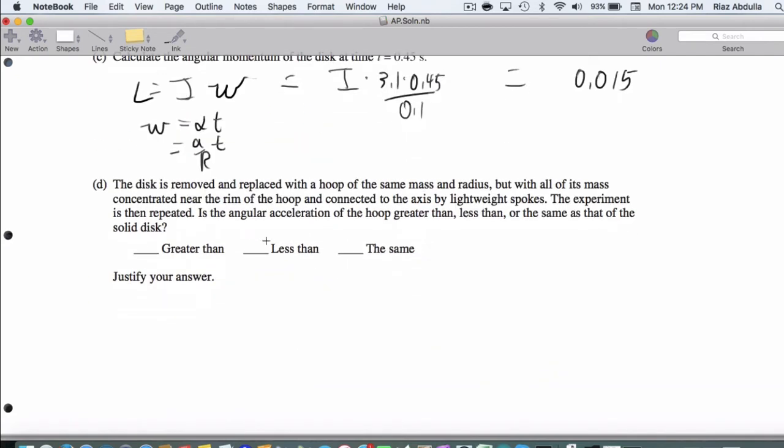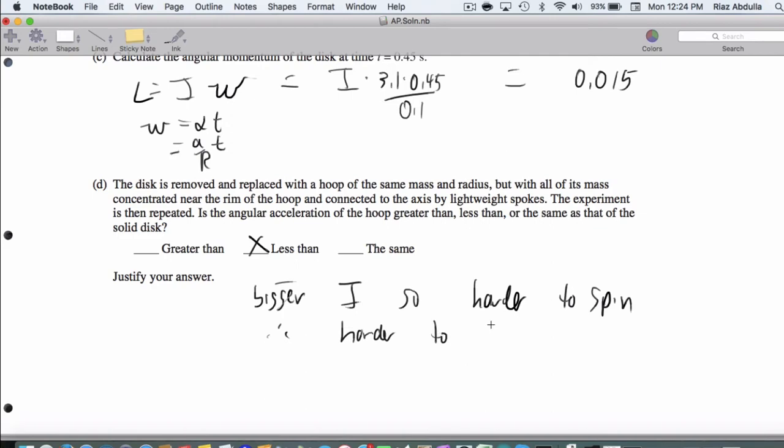Now we're going to replace the wheel with a disk. What's going to happen to the acceleration? It's going to be less than, and here's why. You get a bigger I. So harder to spin, and therefore harder to accelerate.